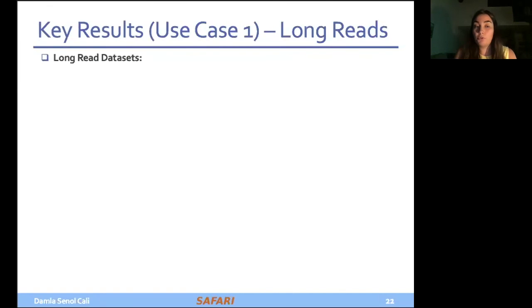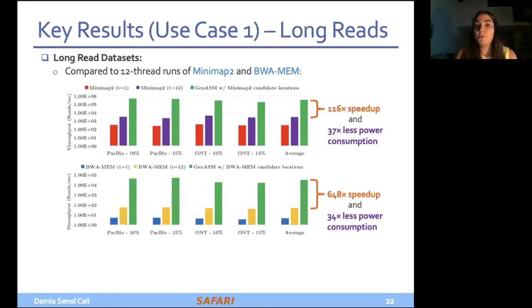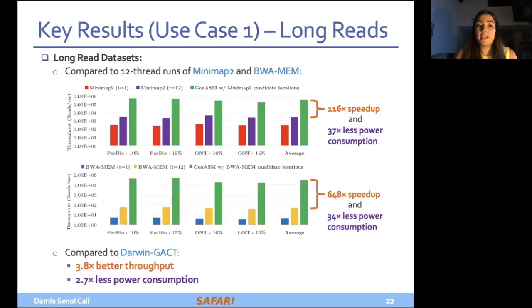For the first use case, when we look at the long read scenario, compared to one of the software baselines, Minimap2, we observe that GenASM achieves 116x speedup and 37x less power consumption. Compared to BWA-MEM, which is another software baseline, GenASM achieves 648x speedup and 34x less power consumption. Compared to the state-of-the-art hardware for long read alignment, which is GACT of Darwin, GenASM achieves 3.8x better throughput while reducing the power consumption by 2.7x.